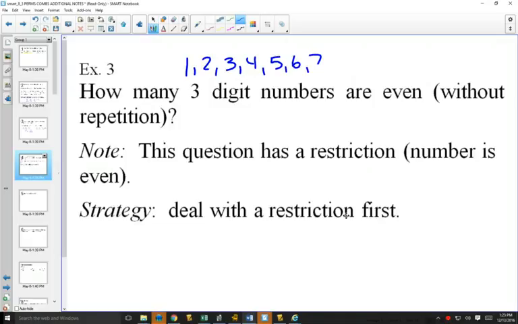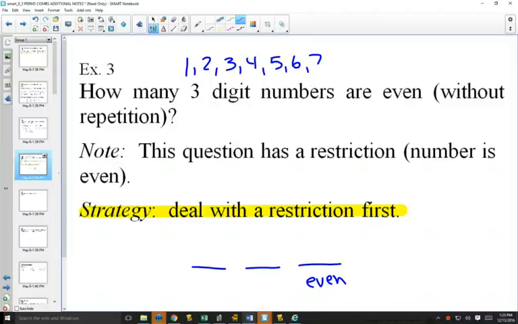And we haven't done a lot of questions with restrictions yet. Now, the main strategy with a restriction is we have to deal with that restriction first, which feels kind of weird in this question because it's our last digit. In a 3-digit number, to make it even means that our last digit here is the restriction. And up till now, we've always done the last digit last. So this is a little bit different.